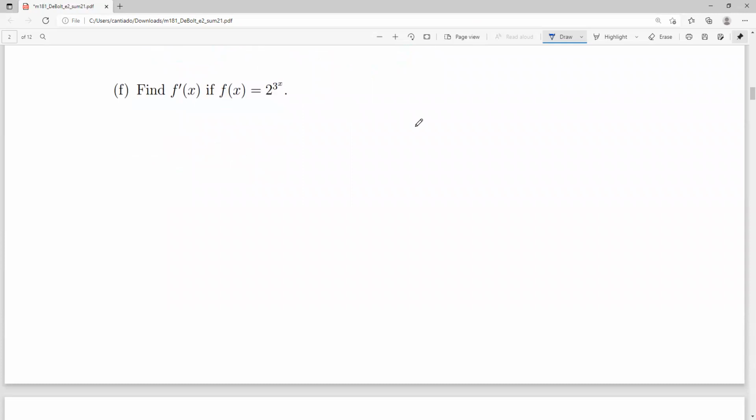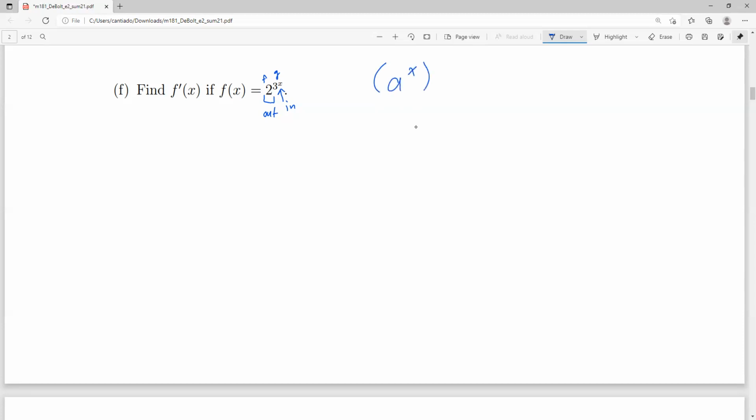Part F, find the derivative, right? So we have the same deal going on here. We have chain rule again. We have our outside function, which is an exponential with base 2, and then we have a function within the exponent, which is our inner function. So let's let this be f, let's let this be g. Something that we need to know is, what is the derivative when the base isn't e?